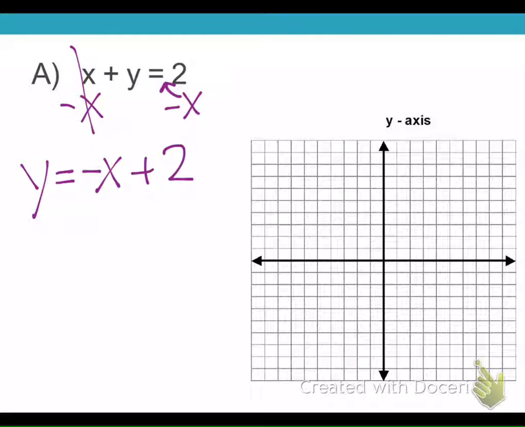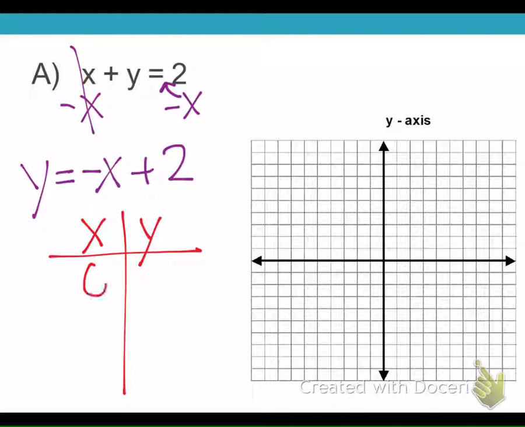Now, you want to make what's called an XY chart. You get to pick the x's. I always pick 0, 1, 2 unless I have a reason to pick something else. They're easy. They're fast. Do it. Okay?